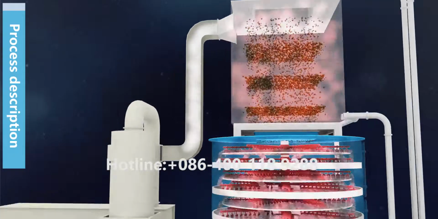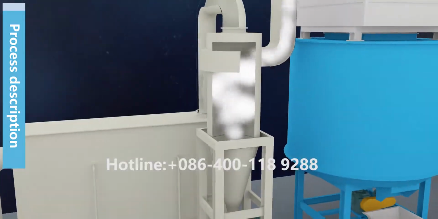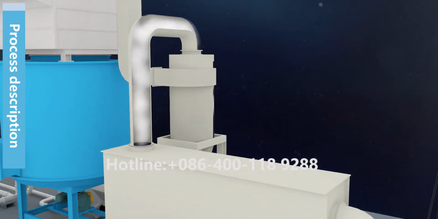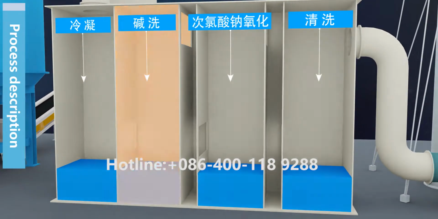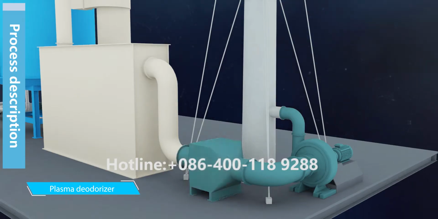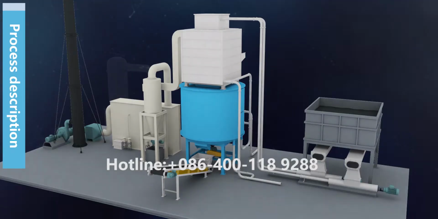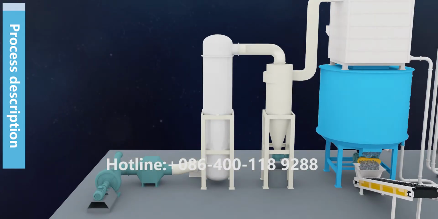The off-gas treatment system includes a cyclone dust remover, cooling condenser, alkali washer, and oxidation. The off-gas deodorization is by photoelectric oxidation or by ion. Alternatively, the off gas may be treated by a cooling condenser and water vapor separator first, and then by high-temperature oxidation combustion.